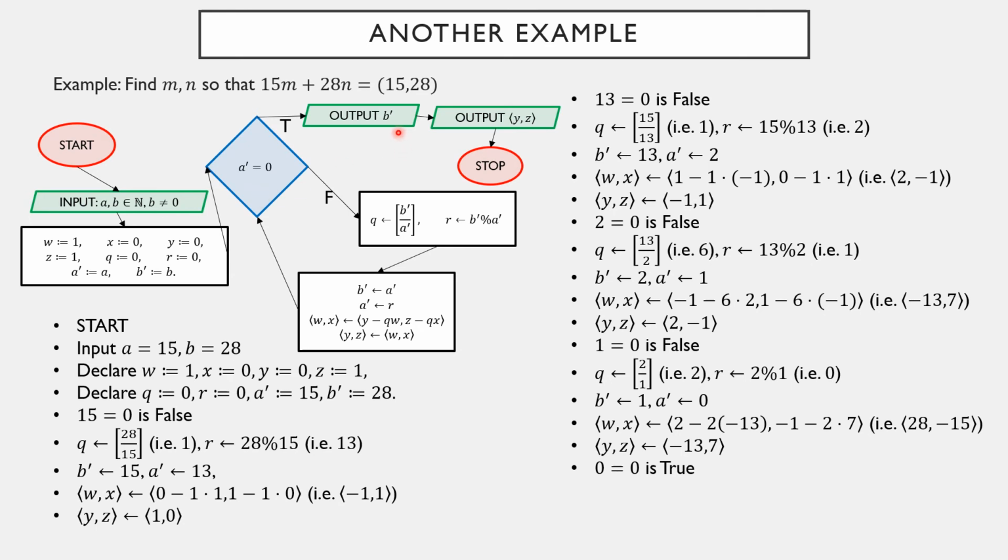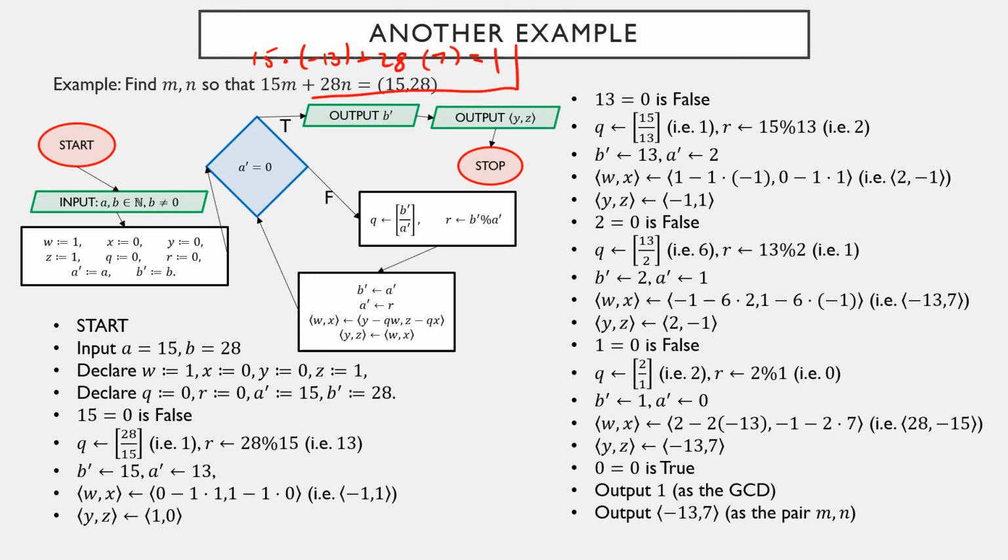So the first thing I output is the GCD, b prime, which was most recently computed here. So the GCD is going to be output as 1. The second output is going to be the vector yz, which is negative 13, 7. So first we output 1 as the GCD, and then we output negative 13, 7 as the pair m, n. And indeed, 15 times negative 13 plus 28 times 7 is indeed equal to the GCD, which is 1. Okay, so this is not the most convenient flowchart to follow, but it does capture the process.